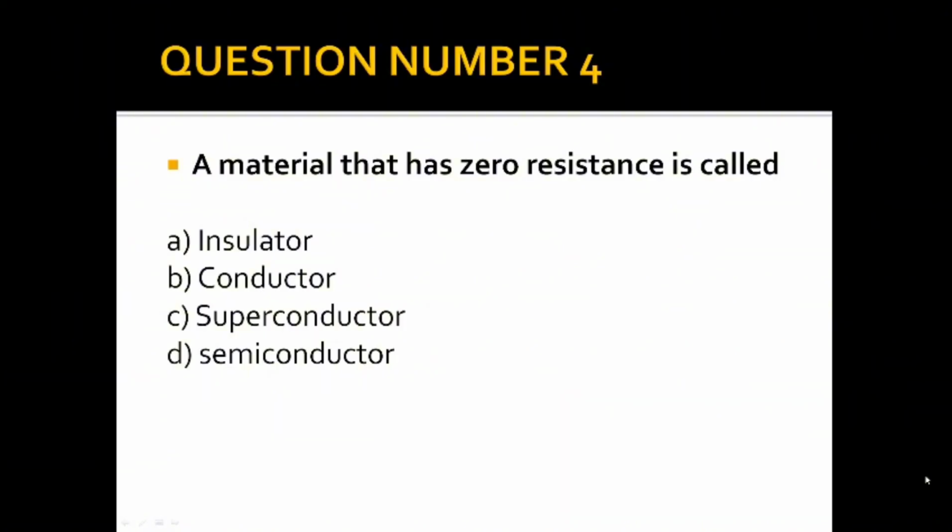Question number 4. A material that has zero resistance is called dash. When a material has zero resistance, what does that mean? It means that it has full conductivity. When there is no resistance at all, that means everything about that material is conducting. So it's not an insulator, it's not a conductor, it's not a semiconductor. I think it's a superconductor, but let's check.